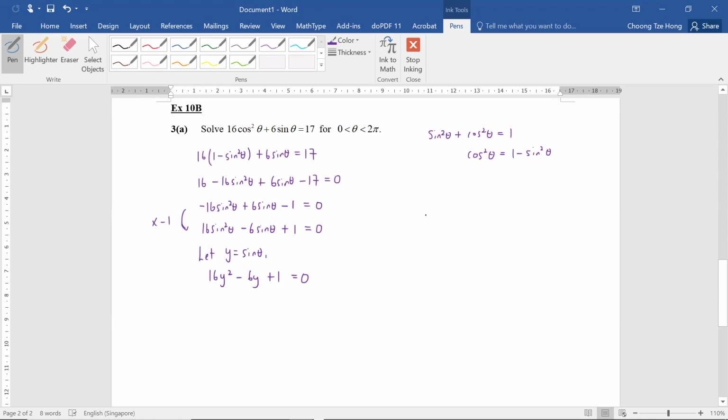For example, for 16y squared, we can try 8y and 2y. But the constant is plus 1, and we need a negative 6y. If this is a plus 1, then either both are negative, and we end up with negative 2y and negative 8y giving negative 10y, so we can't get this. This is not correct. If both are positive, you end up with positive 10y, so there's no way to factorize this. You can try 4y times 4y also, but you will not be able to factorize it. So this one can't be factorized.